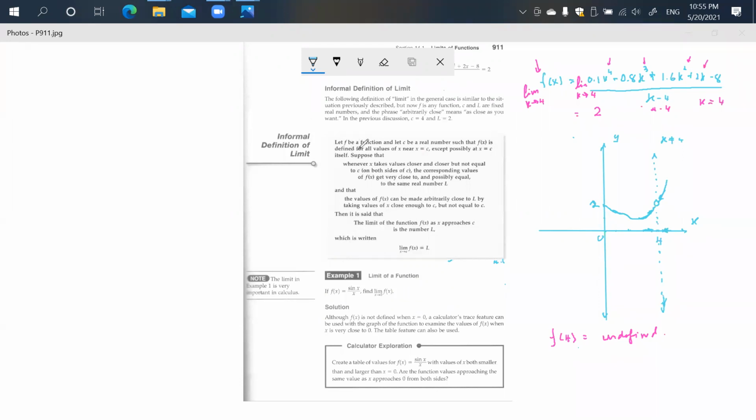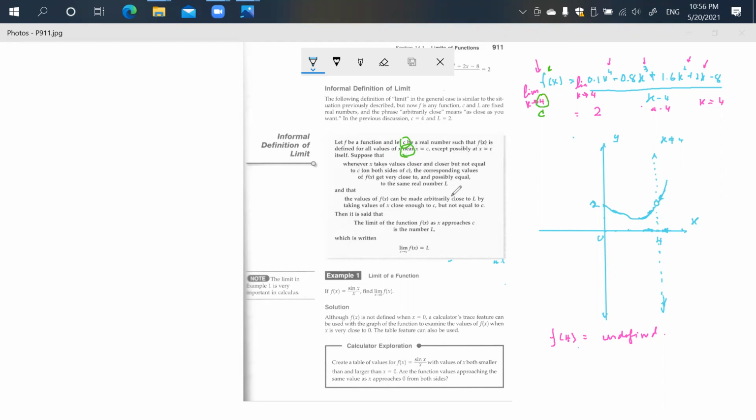So now see this, let f be a function. F be a function means this one, okay? And let c be a real number, such that c, this c, means this one. This is a c, so that x can approach any real number, okay? Such that f of x is defined for all values of x near x equal to c. Now, it doesn't say x equal to c, but they use near, okay? Near x equal to c, except possibly at x equal to c, okay?